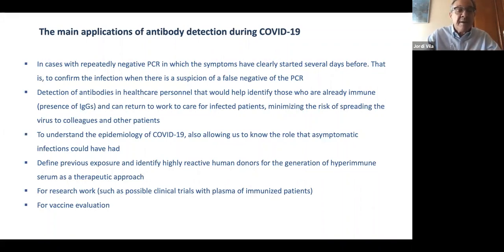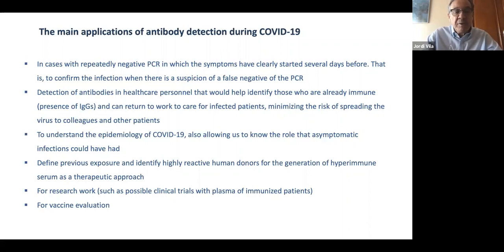The third application will be to understand the epidemiology of COVID-19, also allowing us to know the role of asymptomatic infected people. We don't know exactly how many people are asymptomatic. In a preliminary study done in Spain, analyzing the seroconversion of a group of the population, the percentage of asymptomatic people is around 2.5%. So 2.5% of the people already have antibodies and have passed the infection, but without any symptom.